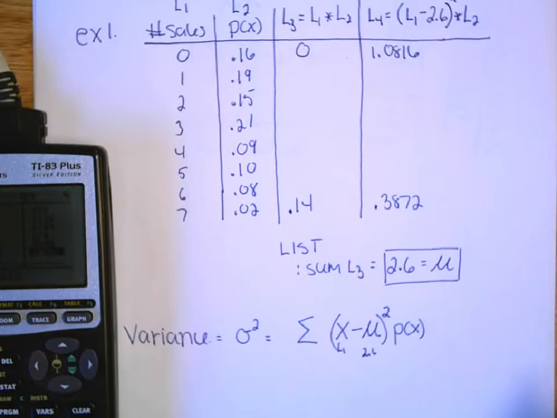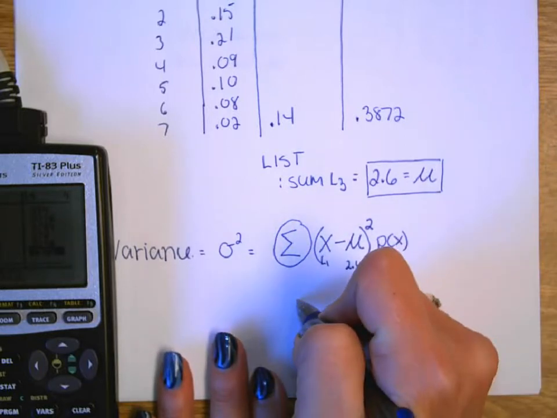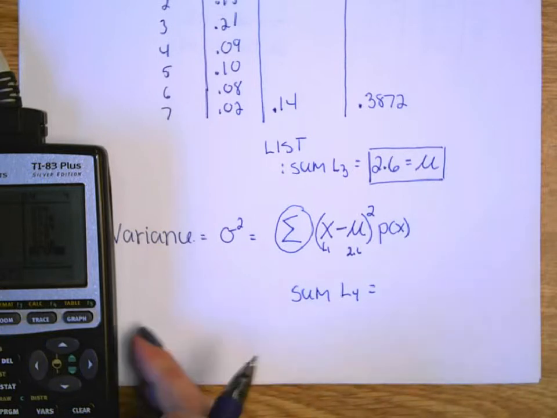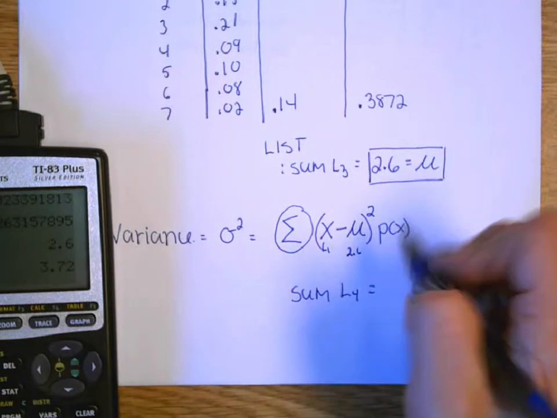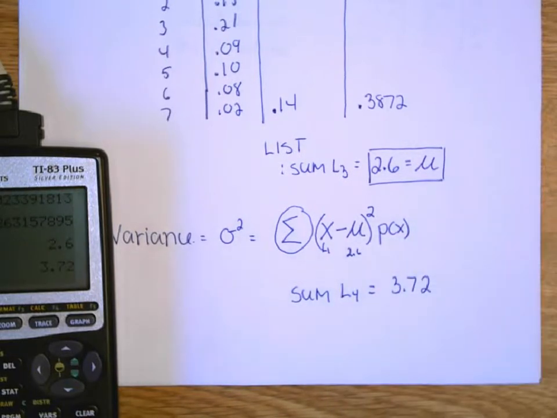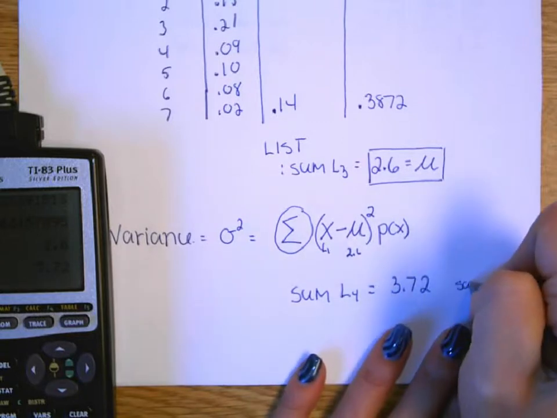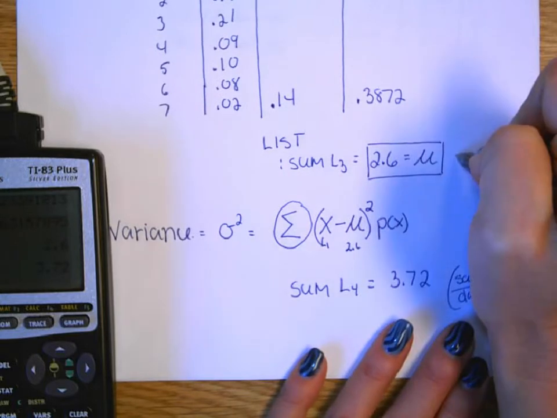Okay, now what? Now how do I actually get the variance? Take square root. Nope. What haven't I done yet in this formula? The sum. I haven't done the sum yet. So now we want to sum L4. That will be our variance. So I'll quit. Sum L4. And that would be, if I put units on this, that would be sales per day squared, which actually has no meaning. But maybe we should write it down. Sales per day squared.